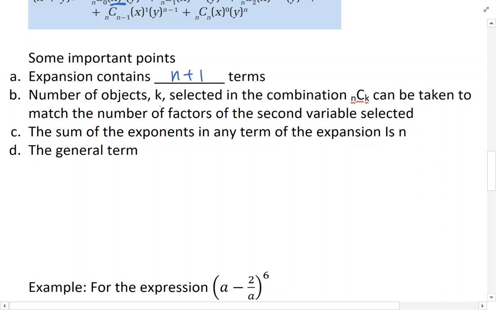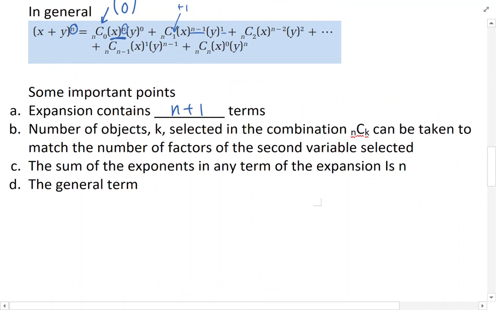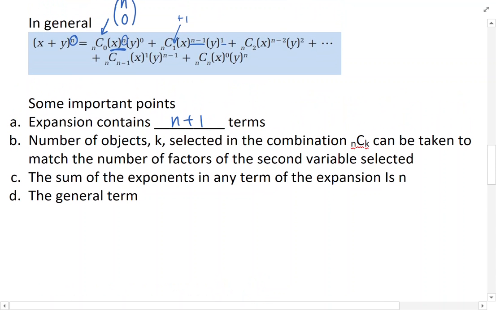Next, the number of objects k selected in the combination nCk can be taken to match the number of factors of the second variable selected. Basically, what they're trying to say here is, if you think of the combination as nCk, this second number here, that k, is always going to match the exponent of the second term, which is y in this case, right? So if it's 2, this is our k.